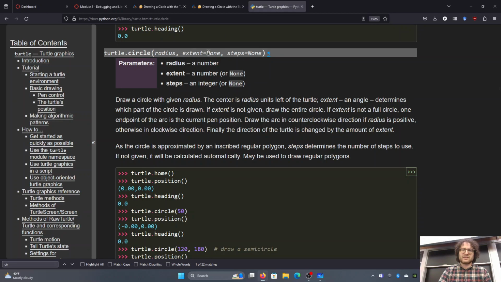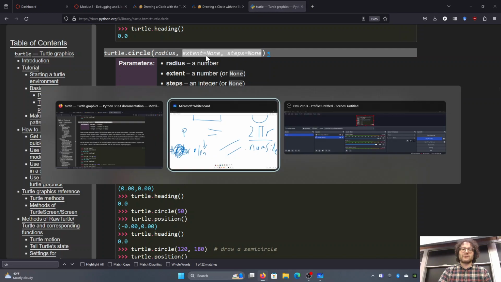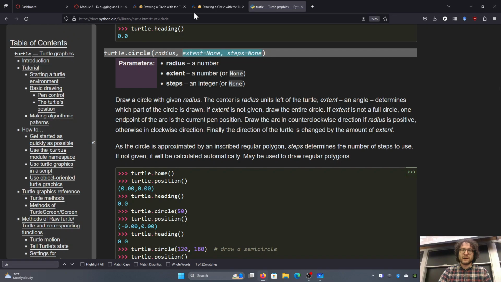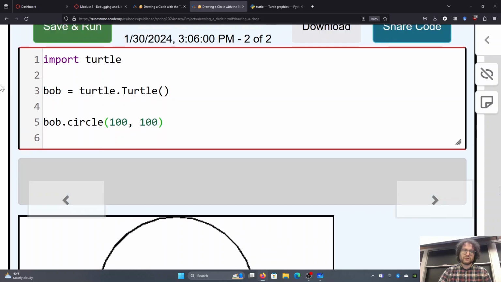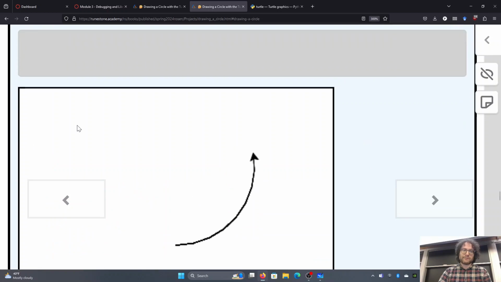It says radius, extent, steps. This means there's optional things we can feed in. So let's just experiment. What do I mean by that? Well, I gave it one thing, a radius. 100. Let's go ahead and try 100. What in the world? Yep, there we go, extent.